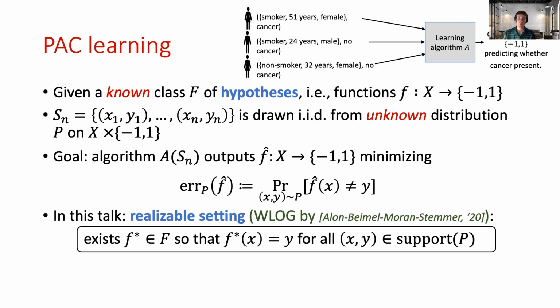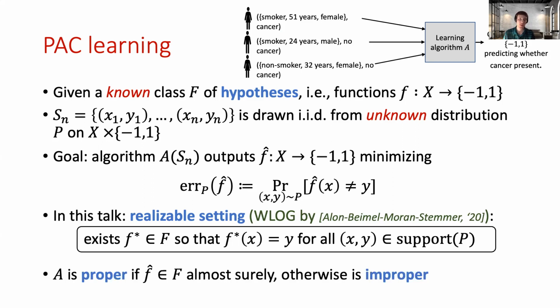And in this talk, for simplicity, I'll make the further assumption of realizability. In particular, I'll assume that there exists a hypothesis F star, so that F star correctly classifies all examples in the support of the distribution P. Now, it turns out that for private PAC learning, this is actually without loss of generality, as shown by Alon, Moran, and Stemmer. In particular, they showed that any private PAC learning algorithm in the realizable setting can be modified, with only a small increase in the sample complexity, to get a private PAC learning algorithm in the non-realizable setting, in particular in the agnostic setting.